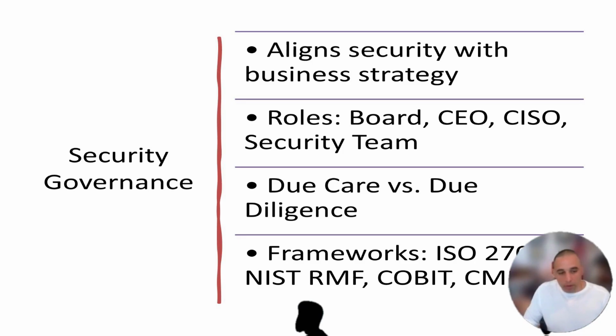Organizations use established frameworks to guide their governance efforts. Some of the most widely recognized include ISO 27001, which provides a comprehensive approach to information security management, NIST Risk Management Framework, RMF, which offers structured steps for managing risk, COBIT, which focuses on governance and management of enterprise IT, CMMC, or Cybersecurity Maturity Model Certification, which is especially relevant for defense contractors.